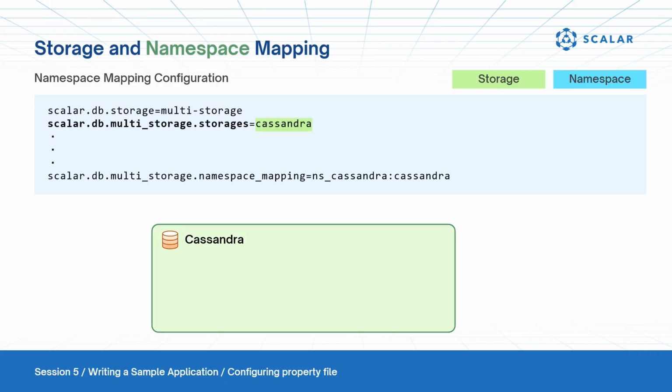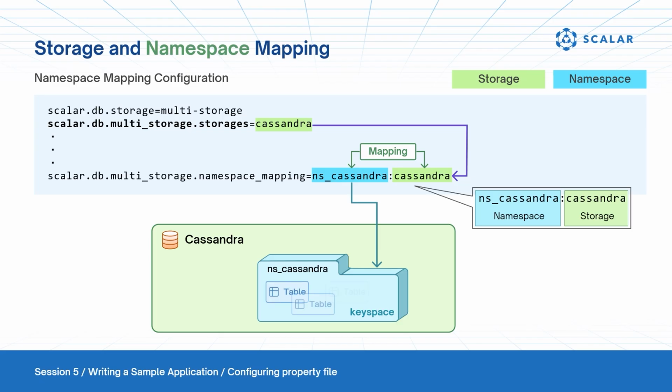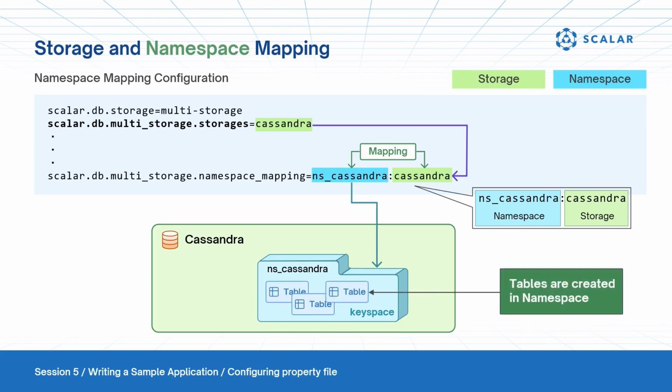The next step is to set up namespace mapping. The namespace mapping configuration uses the storage name defined earlier. The left side is the namespace name, and the right side is the storage name. In this example, the namespace name for the storage, Cassandra, is ns_Cassandra. You can specify any namespace name except those defined and used by the system. After defining the namespace, you can create your own tables using API or schema loader.